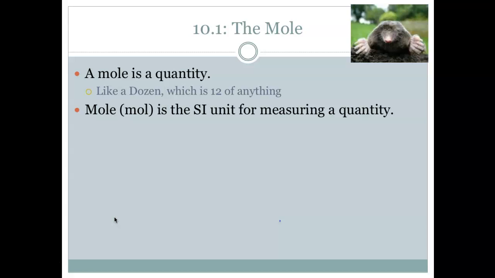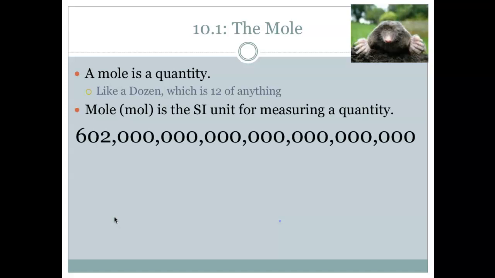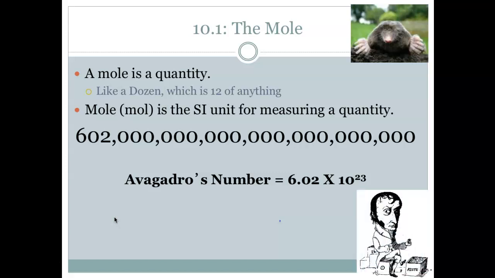So a dozen is relatively small, equaling 12. A mole is this many of anything. Obviously, that's a really annoying number to write, so we usually represent it in scientific notation as 6.02 times 10 to the 23rd. This is often referred to as Avogadro's number.